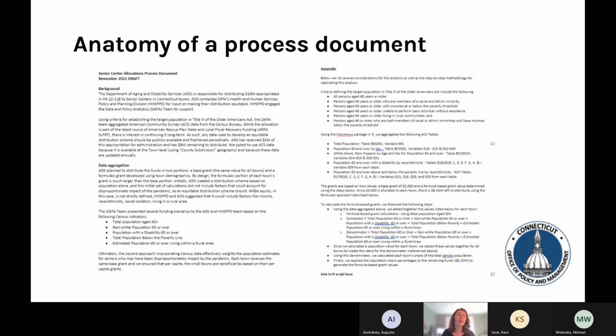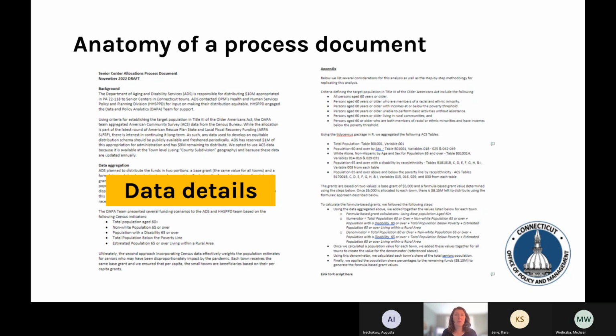So if anyone ever asks, well, why did you choose these variables or why did you choose this data? We actually have rationale that we vetted with our aging and disability services colleagues as well. So there's a background section to give people a sense of the context. Then there's some information and details about the actual data that you're using. In this case, we weren't collecting new data, we were using data that already existed, collected by the census.